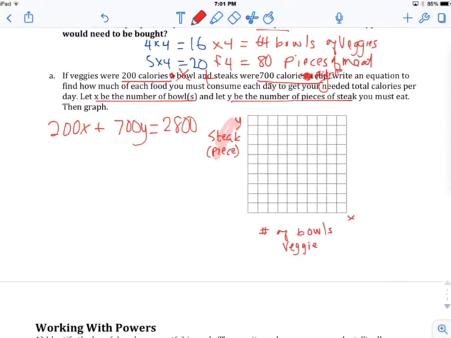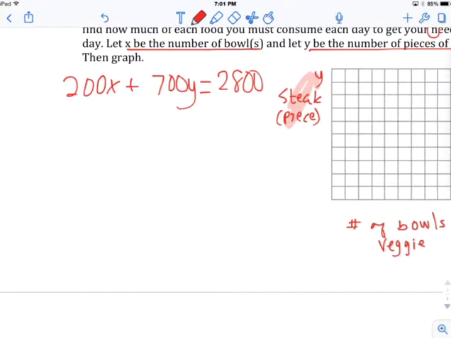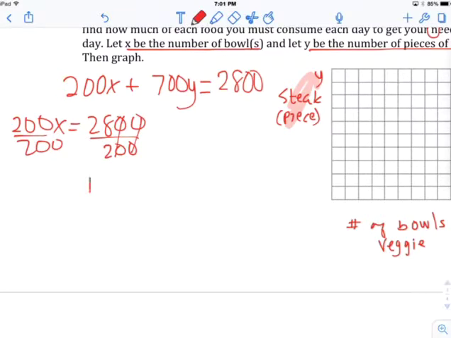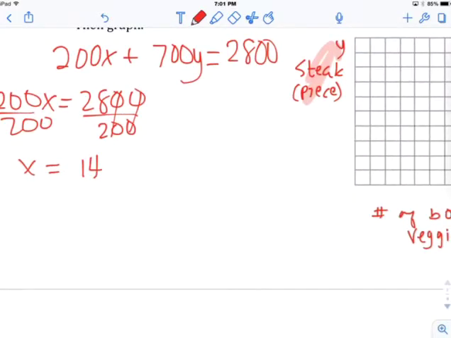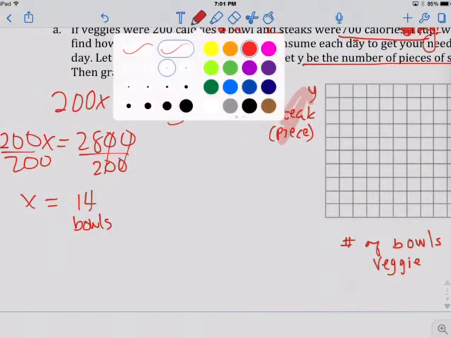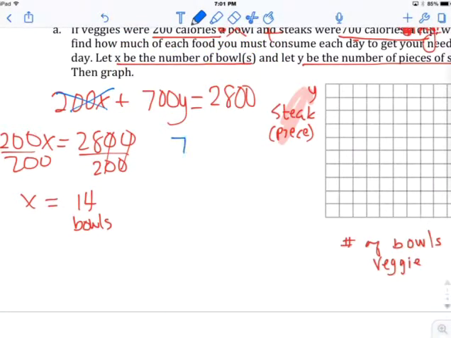Okay, and then you need to graph using X and Y intercept. When it's in standard form, you can graph using X and Y intercept. Okay, so X-intercept is 200X equals 2,800. Remember, we pretend Y doesn't exist. Okay, divide by 200, you get 14. So 14 bowls of veggies. Okay, the Y-intercept, we pretend X doesn't exist, so 700Y equals 2,800.